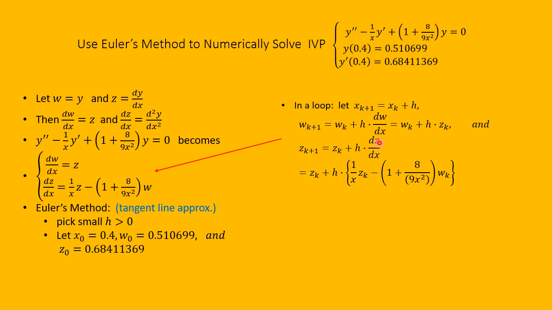We recognize this just as a tangent line approximation, and we found out that the derivative of z with respect to x was all of this stuff that's in here. And so this formula just becomes z sub k plus 1 equals z sub k plus h times this stuff. Okay, and then we can write a program to initialize x, w, and z, and then in a loop produce these points. And if we're going to plot x versus y in this, we're going to plot x versus w, because w was y. And so that's what's going to happen in the program that we'll next see.